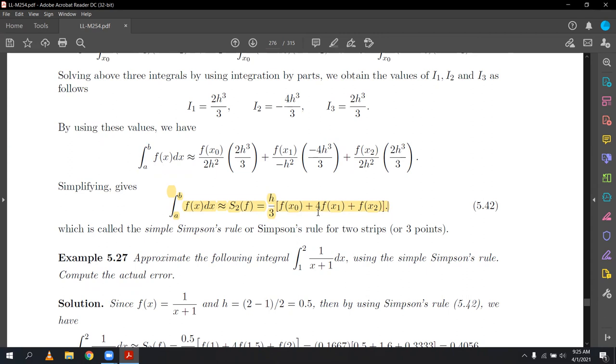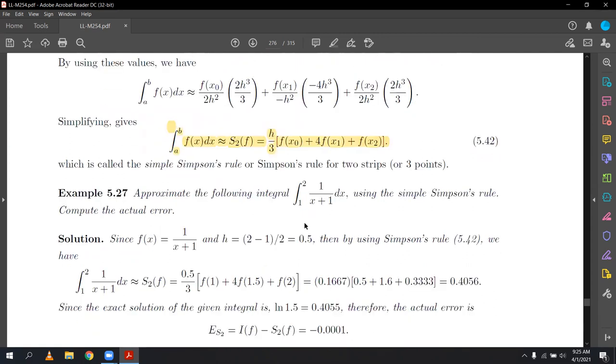In the simple trapezoidal rule, we have no middle point, but in the simple Simpson rule, we have one middle point, and we have to multiply it by 4 here. In the trapezoidal rule, we have h by 2. Here we have h by 3. This is the difference between them. And you can see the accuracy is good.